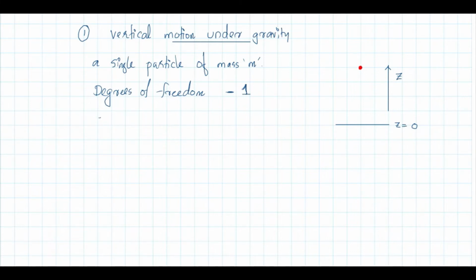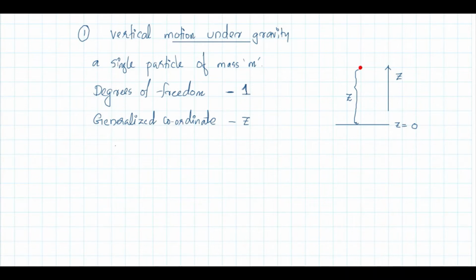Then what is a suitable choice of generalized coordinate? I already mentioned that the generalized coordinate is not unique. You can have different choices. Here, a suitable choice is the z coordinate of this particle itself. So here I have a reference z equal to 0, and based on that, you can mark the position of this particle. Suppose it is denoted as z. Then the generalized coordinate is, of course, z.